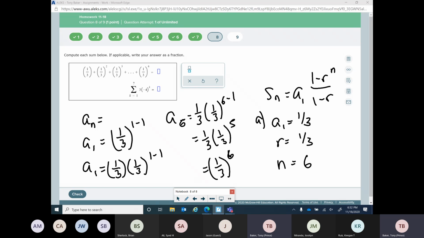The second part is actually really simple. A1 in this case is going to give you basically the formula right there. So A1 is 3, my ratio is -4, and the number of terms I have is 7, because I'm going from 1 to 7.